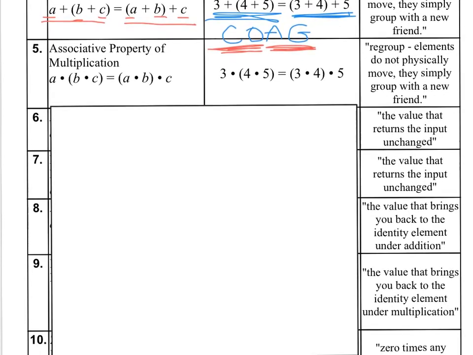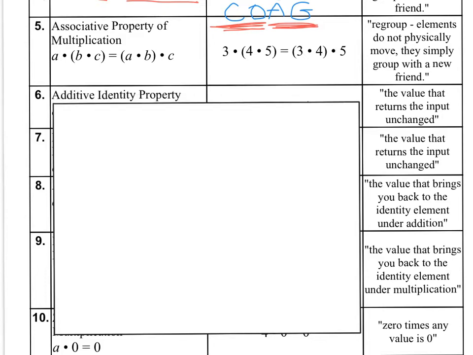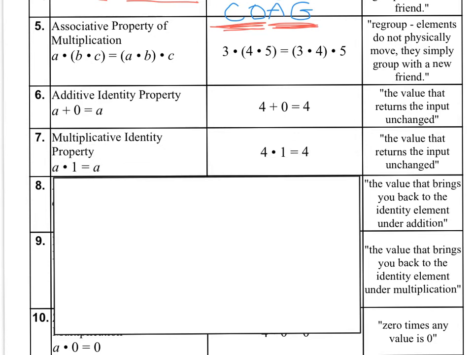Moving on to number 6. Our hint was that the value that returns the input unchanged. So this is our additive identity property, and following that we're going to have our multiplicative identity property. So additive identity means that anything plus 0 is itself. So obviously 4 plus 0 is 4. But the multiplicative identity is anything times 1 is itself.